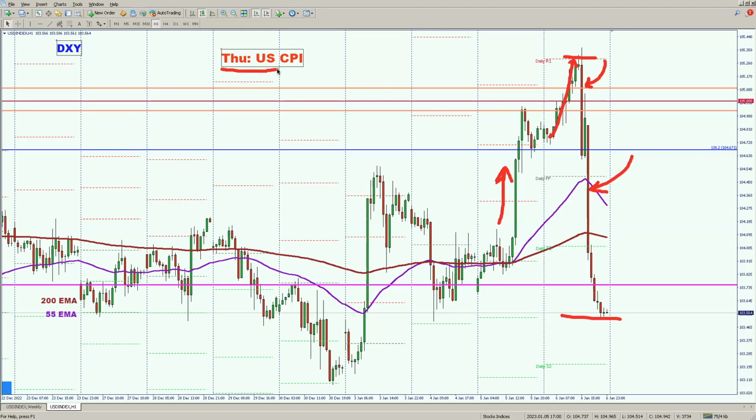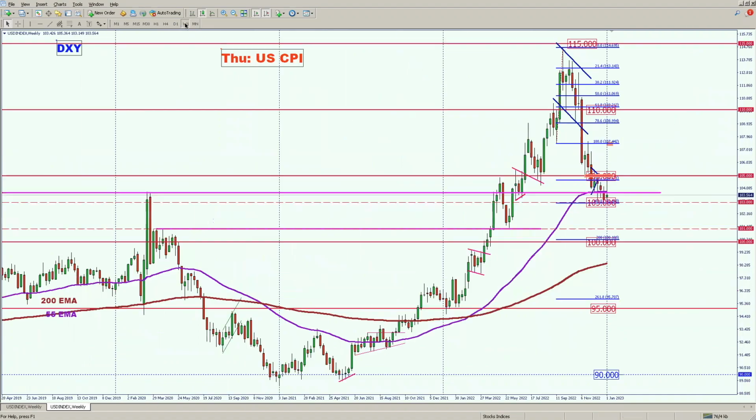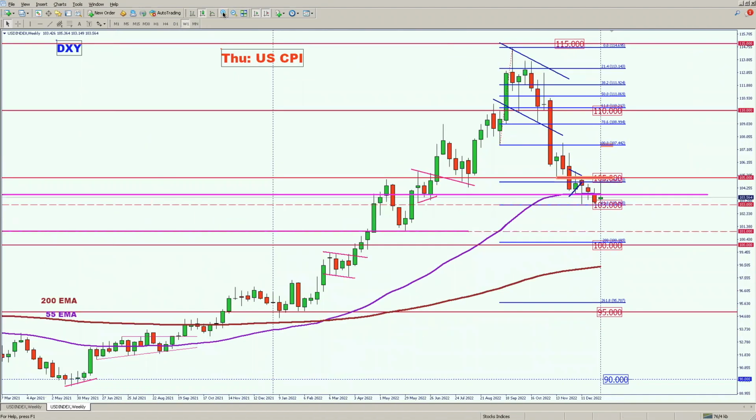And this Thursday is the US CPI data. We'll see if that will help the US dollar to recover or further add to the bearish momentum. Let's go back to the daily time frame. For now, this fib is still valid. Look at the weekly, and there's a doji there for the week.